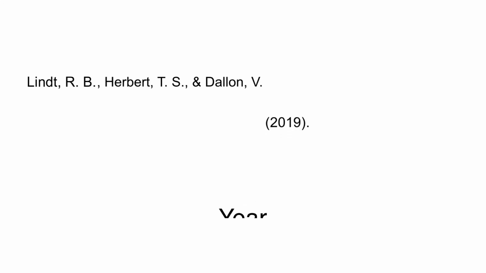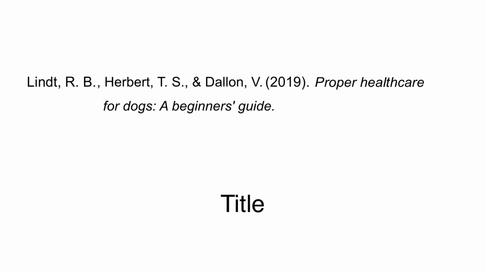After listing the authors, put the year the book was published in parentheses and then add a full stop. Next, write the title of the book in italics. Only capitalize the first word of the title, the first word after a colon, and any proper nouns.